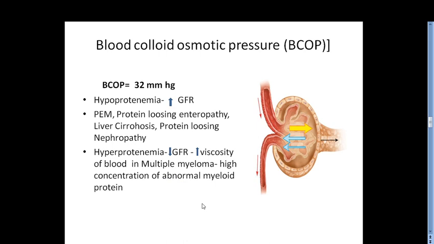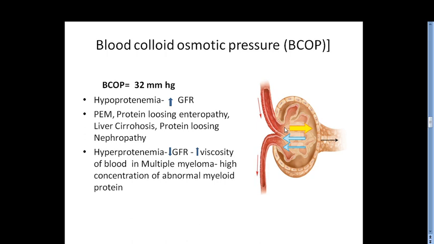Next important factor in deciding the GFR, especially in these pressures: the first one was the glomerular hydrostatic pressure, and next is the blood colloidal osmotic pressure, and it is approximately 32 millimeters of mercury. So these osmotic pressures also change.